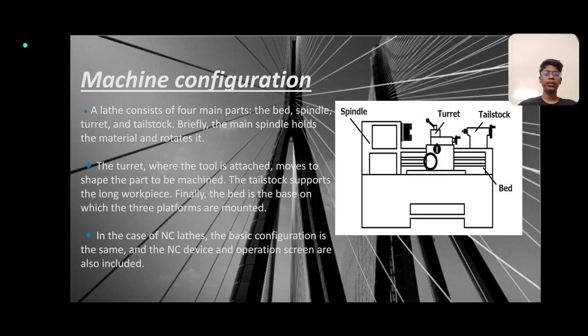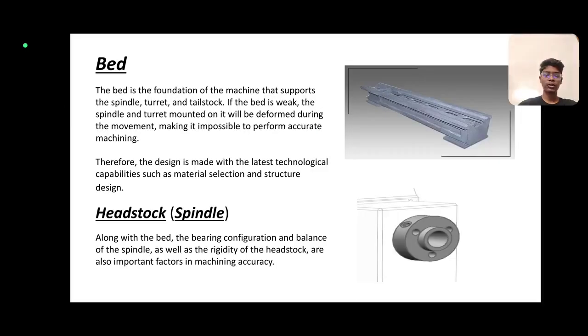Next, machine configuration of the lathe. A lathe consists of four main parts: the bed, spindle, turret and tailstock. Briefly, the main spindle holds the material and rotates it. The turret, where the tool is attached, moves to shape the part to be machined. The tailstock supports the long workpiece. Finally, the bed is the base on which the three parts are mounted. In the case of NC lathes, the basic configuration is the same and the NC device and operation screen are also included.